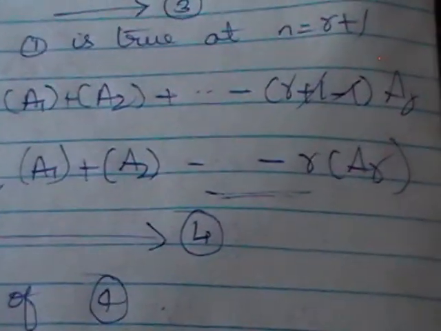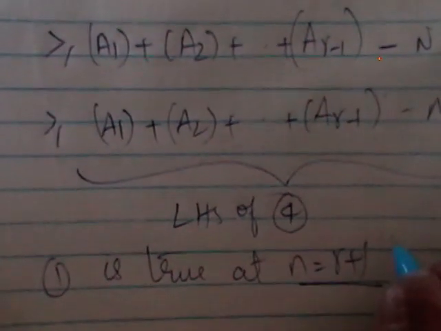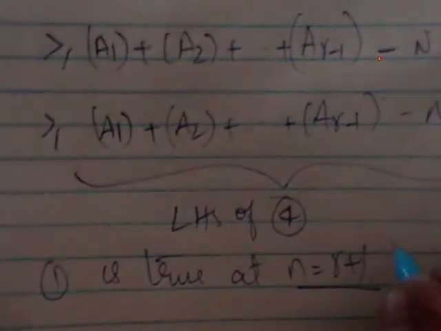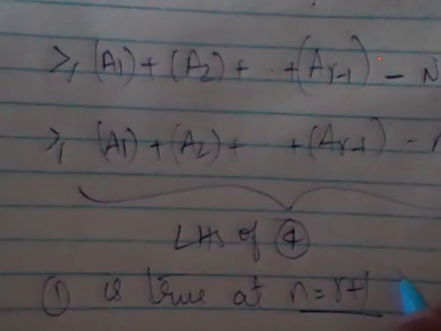So 1 is true at n is equal to r plus 1. By mathematical induction, we can prove that the given statement is true for all the positive integral values of n. Hence proved. Thank you.